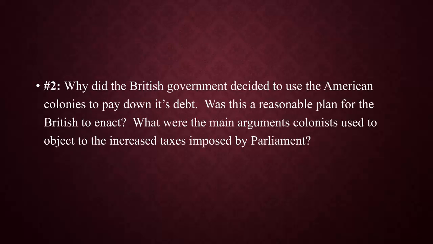Why did the British government decide to use the American colonies to pay down its debt? Was this a reasonable plan for the British to enact? What were the main arguments colonists used to object to the increased taxes imposed by Parliament?